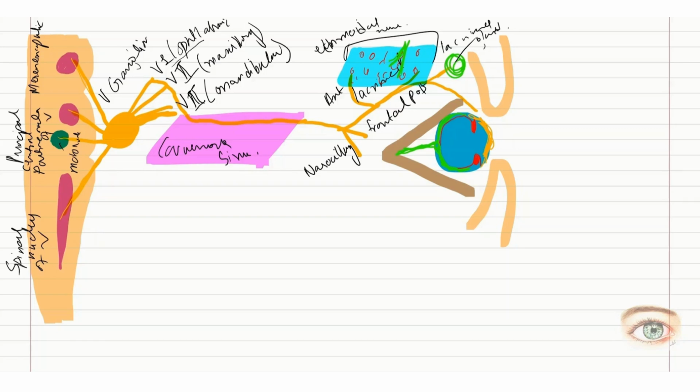Now, some of the fibers will travel on the lateral side of the eyelid. It will provide innervation to the palpebral conjunctiva and to the skin of the eyelid, right? Now, why not we also have this diagram of the eyelid right over here.